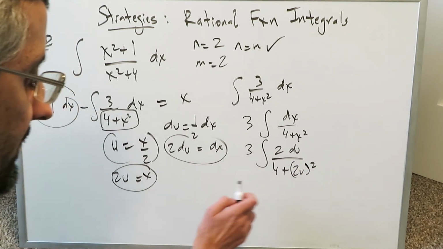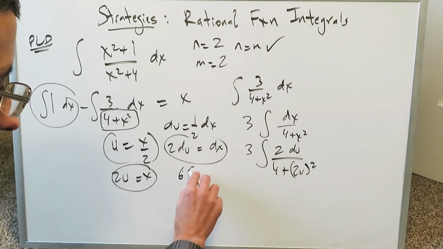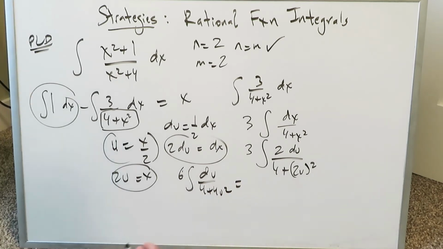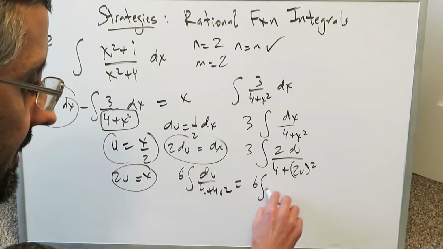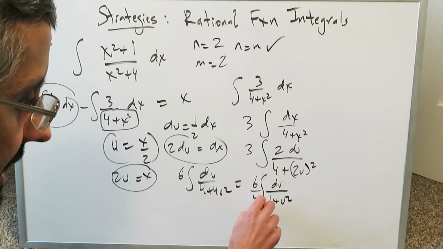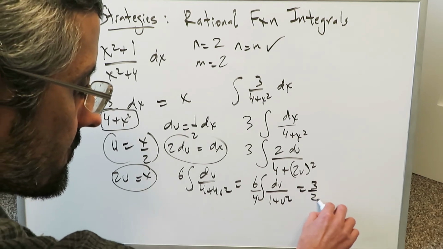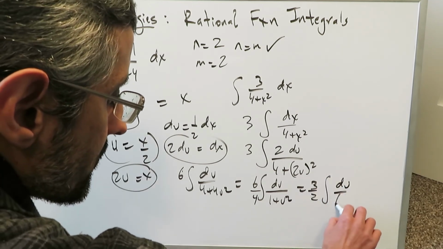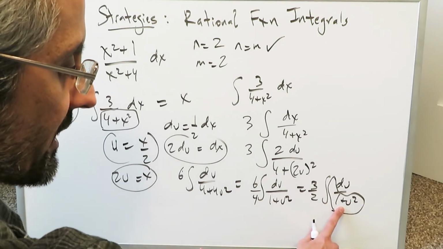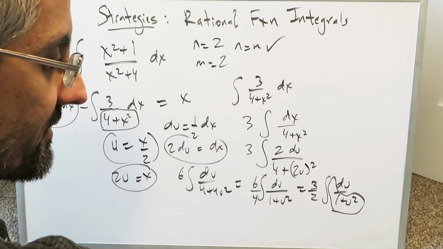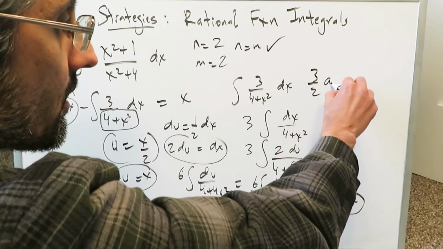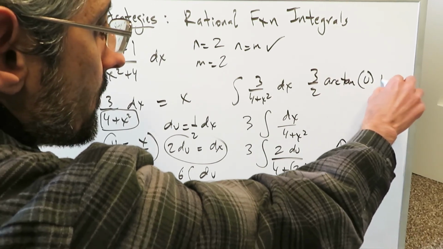Now you open this up, you'll have 3 times 2 is a 6, integral du over 4 plus 4u squared. Isolate the 4 and bring it out. When you do that, you have 6 integral du over 1 plus u squared. The 4 has been isolated and brought out. You have a 3 over 2 and integral du over 1 plus u squared. This right here is a derivative of an inverse tangent. So by means of the opposite effect, it should bring the arctan antiderivative. Coming up over here, you'll have 3 over 2 arctan u plus c.